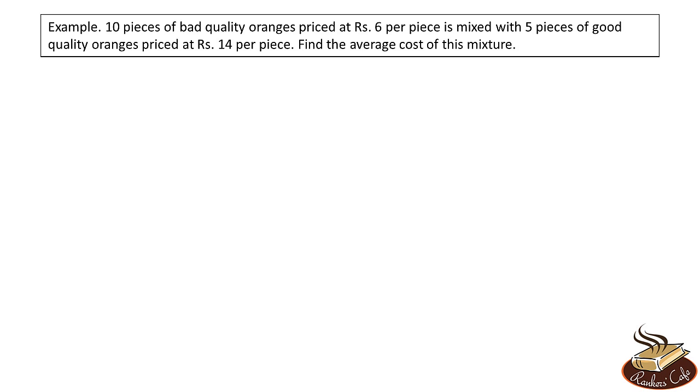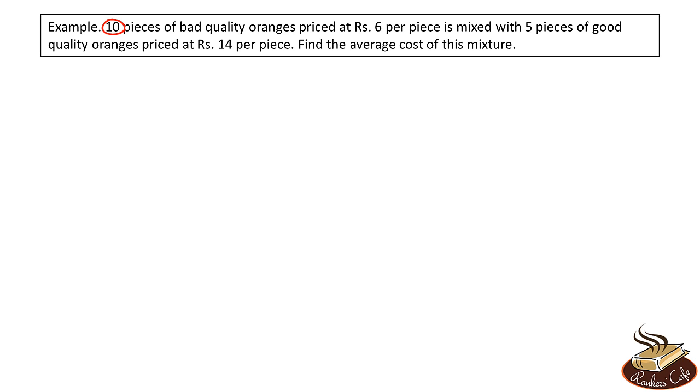10 pieces of bad quality oranges priced at ₹6 per piece is mixed with 5 pieces of good quality oranges priced at ₹14 per piece. Find the average cost of this mixture. Now this is a very straightforward question. We need to find the average price. So obviously we are going to use formula 1.